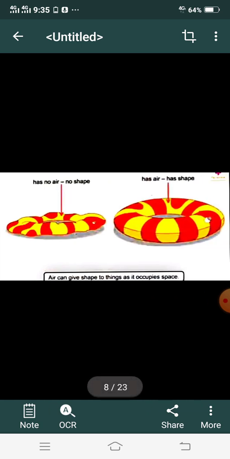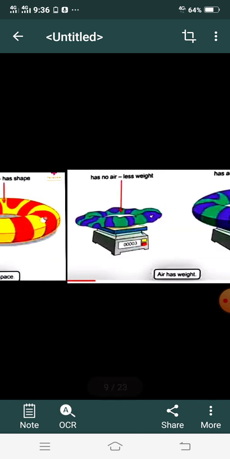Now, look at the picture, the difference between the two pictures. What you realize is that air gives shape to the body. In the first picture, there is no air, it is a punctured tire, so it has no proper shape. But in the second picture, air is properly filled into that tire, and it properly gives shape to that object.